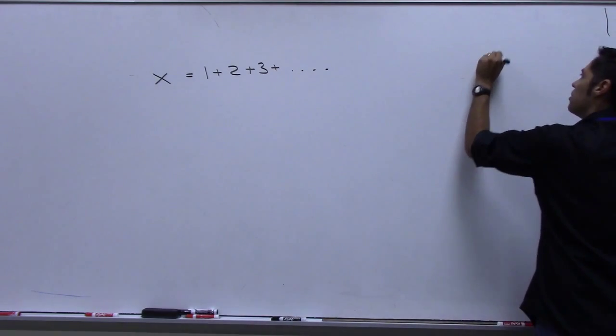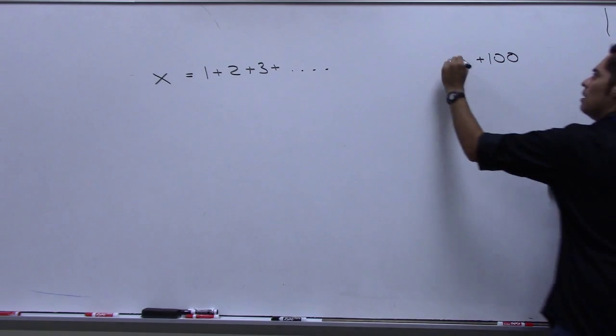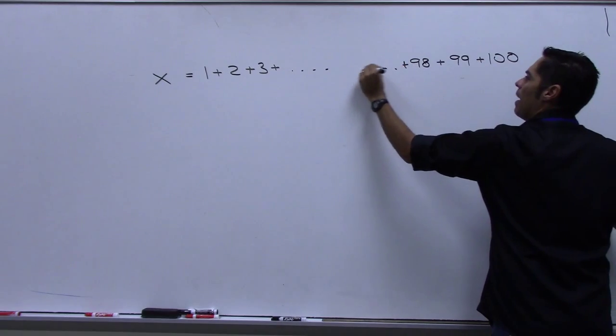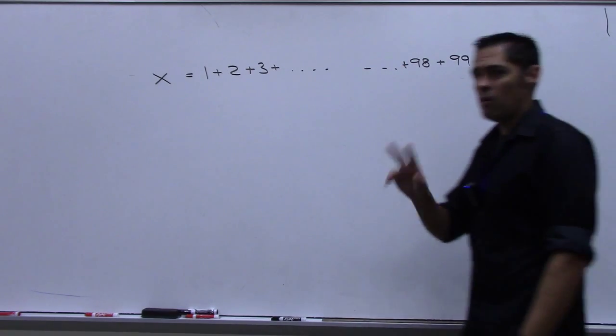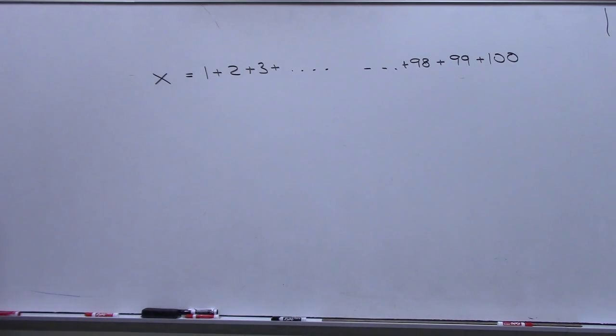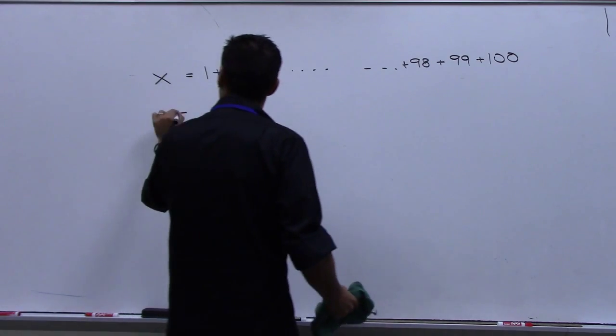So the last number out here is 100. What's the number right before it? 99. What's the number right before that? 98. And before that, you know, there's a bunch of stuff. Now, we know with addition, and only with addition, that the order in which you add things doesn't matter, right? 1 plus 2 is the same as 2 plus 1. So Gauss said, well, I may as well have written x this way, backwards.